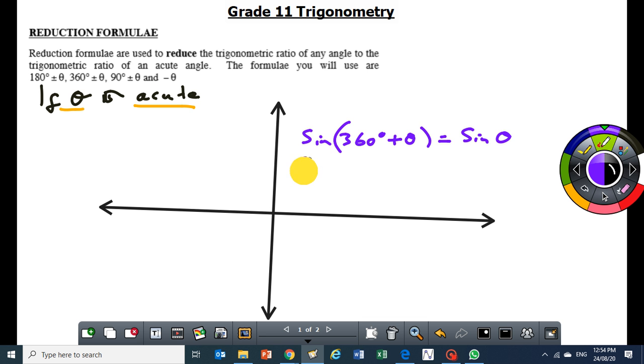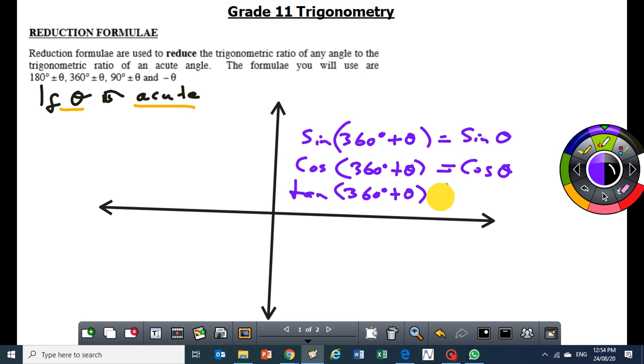Then cosine of 360 degrees plus theta will also give you cosine of theta. And you're going to have tan 360 degrees plus theta, that will also be equal to tan theta. The reason is because 360 plus theta is also in the first quadrant. So, if this angle is acute, then this will be true.